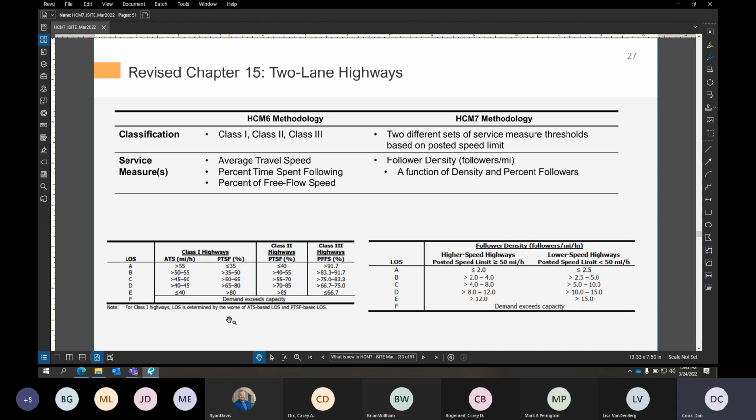We don't have those three different classes of roadways. It's more just divided between higher speed highways and lower speed highways, but also the performance measures are different. The new performance measure is follower density, which kind of gets at how many people on your two-lane highway are in that following mode. Obviously that has a huge influence on how a driver perceives the performance of a facility.